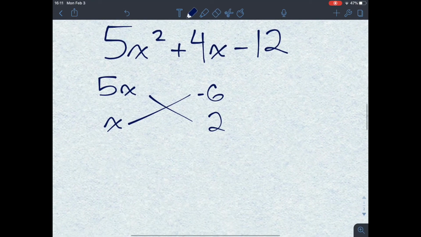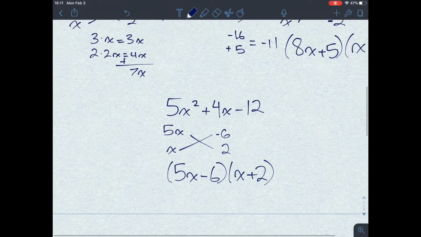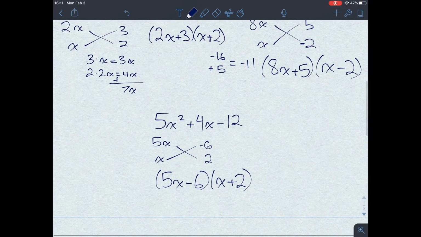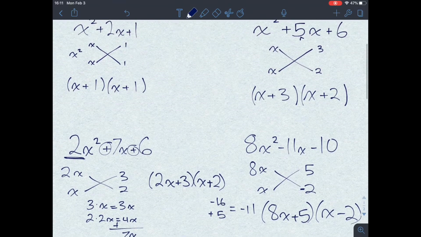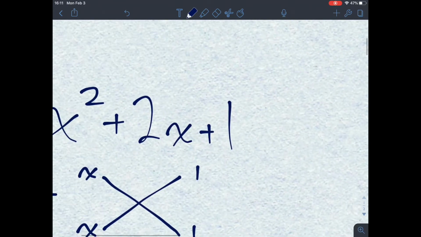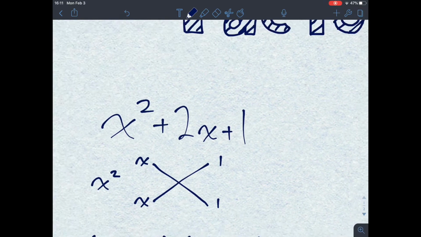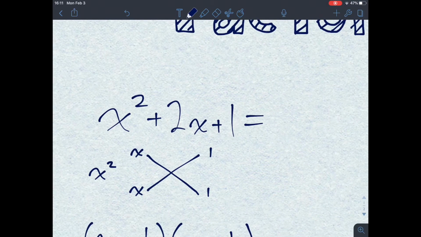So let's write that out. 5x minus 6 times x plus 2. And we got that factored. So we're almost done, but I just wanted to explain one thing to you. You might be thinking, why are we factoring? What's the point of factoring? Well, the reason that you factor is actually to solve for x. So really, you could only solve for x when the whole equation is equal to 0.